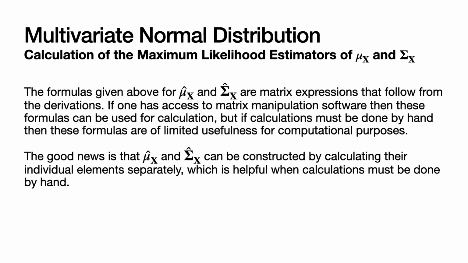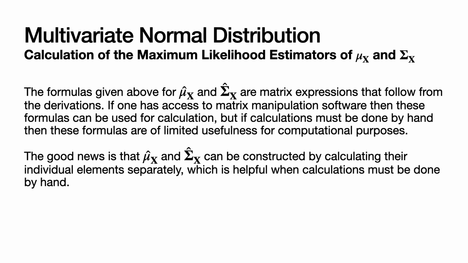Now, the formulas given above for mu hat sub x and sigma hat sub x, the unbiased estimators of mu sub x and sigma sub x respectively, are matrix expressions that follow from the derivations based on the maximum likelihood principle. If one has access to matrix manipulation software, then these formulas can be easily used for calculation. But if calculations must be done by hand, for example with a hand calculator, these formulas are not terribly useful, unless, of course, your calculator has matrix functionality.